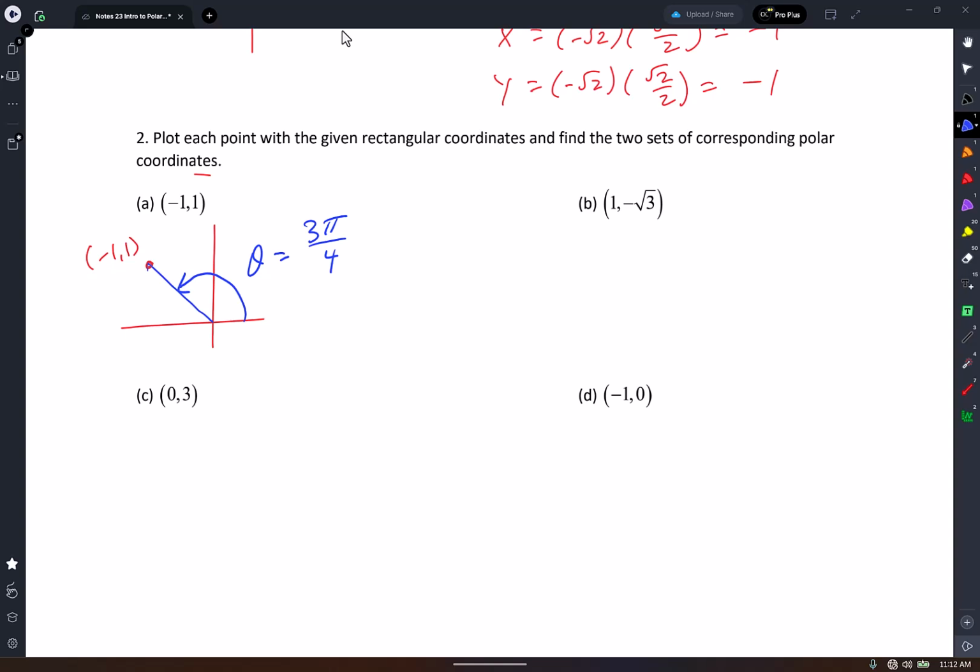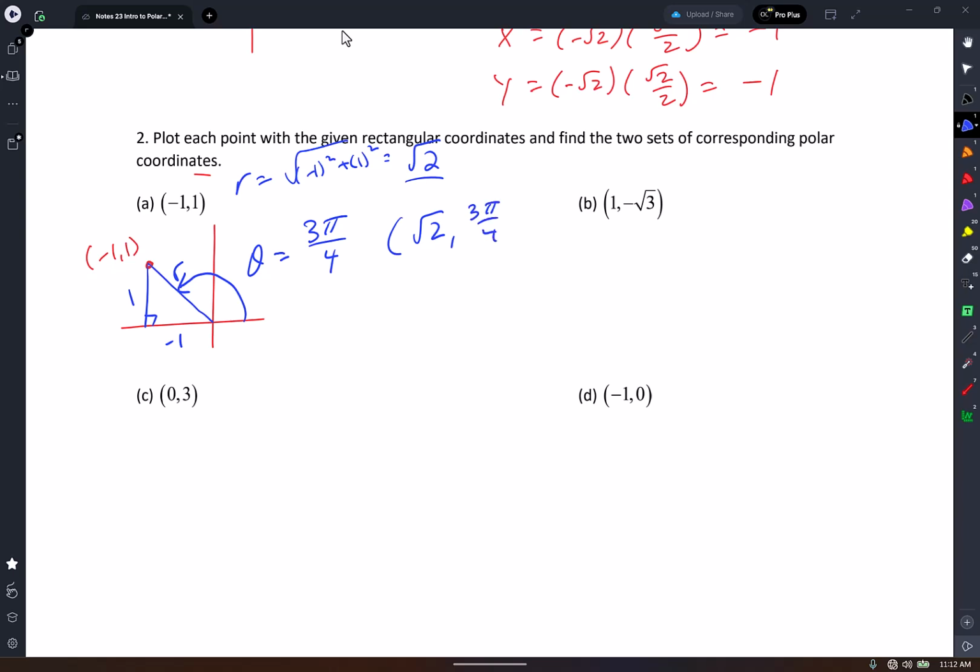And then the magnitude. Well, let's see. This is negative 1. That's 1. This is my r. So r equals square root of negative 1 squared plus 1 squared. So the square root of what's 1 plus 1? So the square root of 2. So there it is. So here's my coordinate: square root of 2 comma 3 pi over 4.